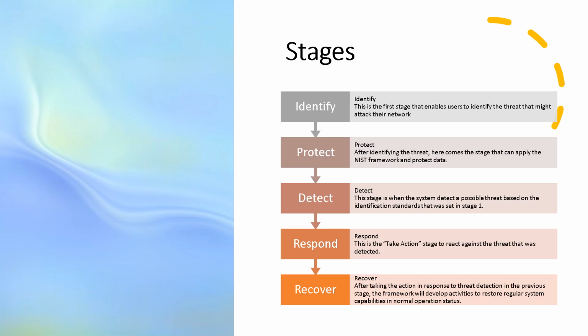In my own words, identify is the first stage that enables users to identify the threats that might attack their network. Then protect: after identifying the threat, here comes the stage that applies the NIST framework and protects data. Detect is the stage when the system detects a possible threat based on the identification standard that was set in stage one. Respond is the take-action stage, to react against the threats that were detected.